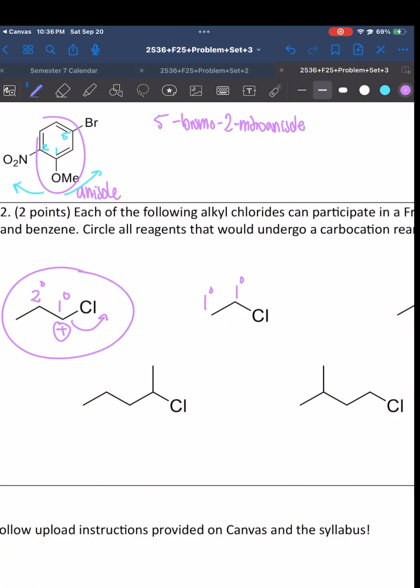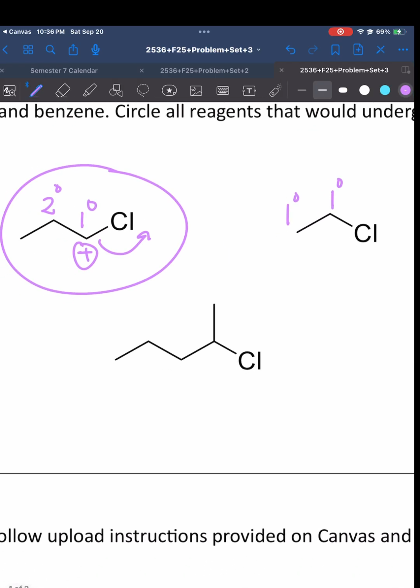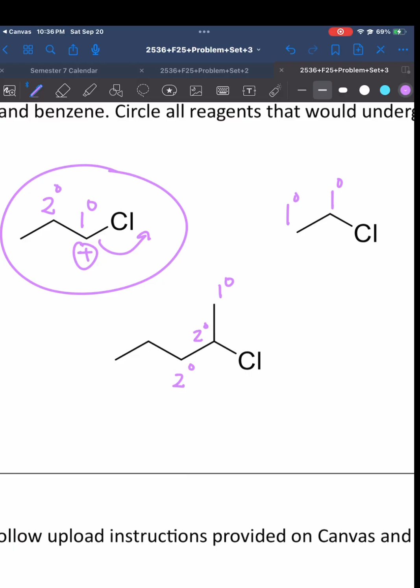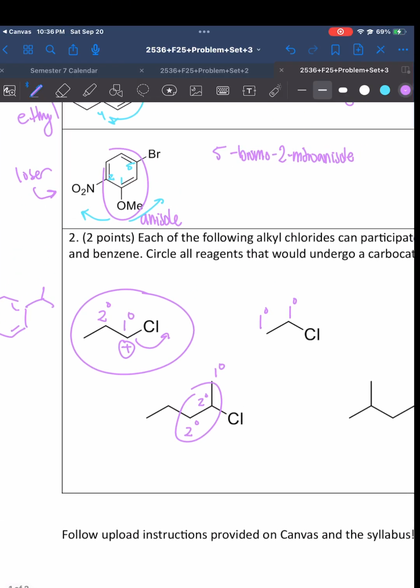Now let's look at the second one here. Positive charge is going to land here, and if we look right next door, this is actually going to be primary, which is even less stable, and this is going to be secondary. But because there are two secondaries next to each other, neither one of them is really going to take priority, so this will not do any rearranging of any sort.